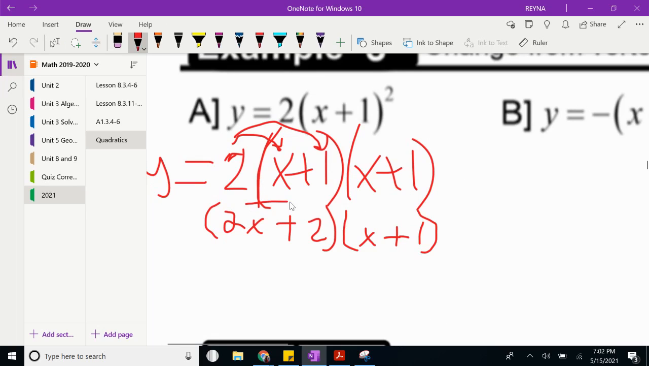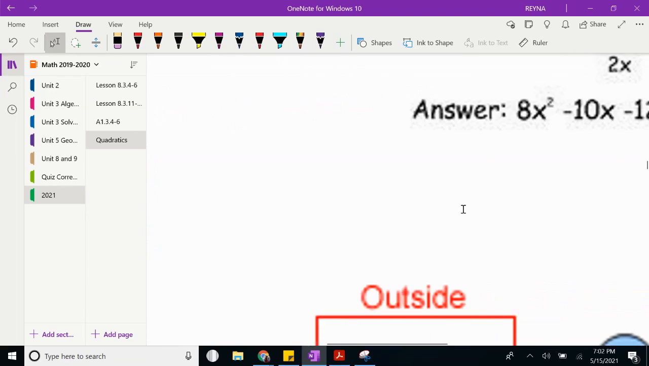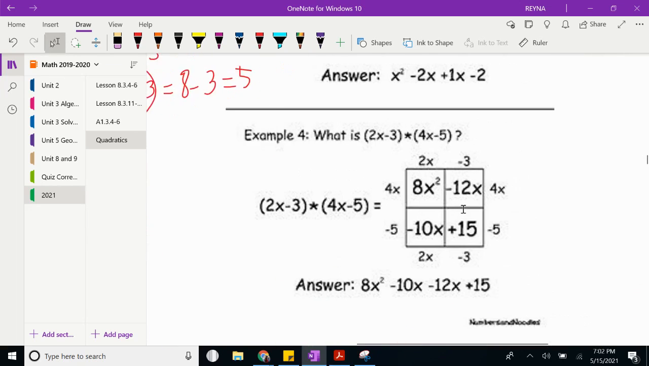I would say, okay, I need to multiply those two and those two, and then I need to multiply those two and those two. That's how you do the FOIL method. Sometimes people forget to multiply everything. So in education, we've slowly moved towards the box method. But what's the box method? Let me show you. I know you guys are so curious.